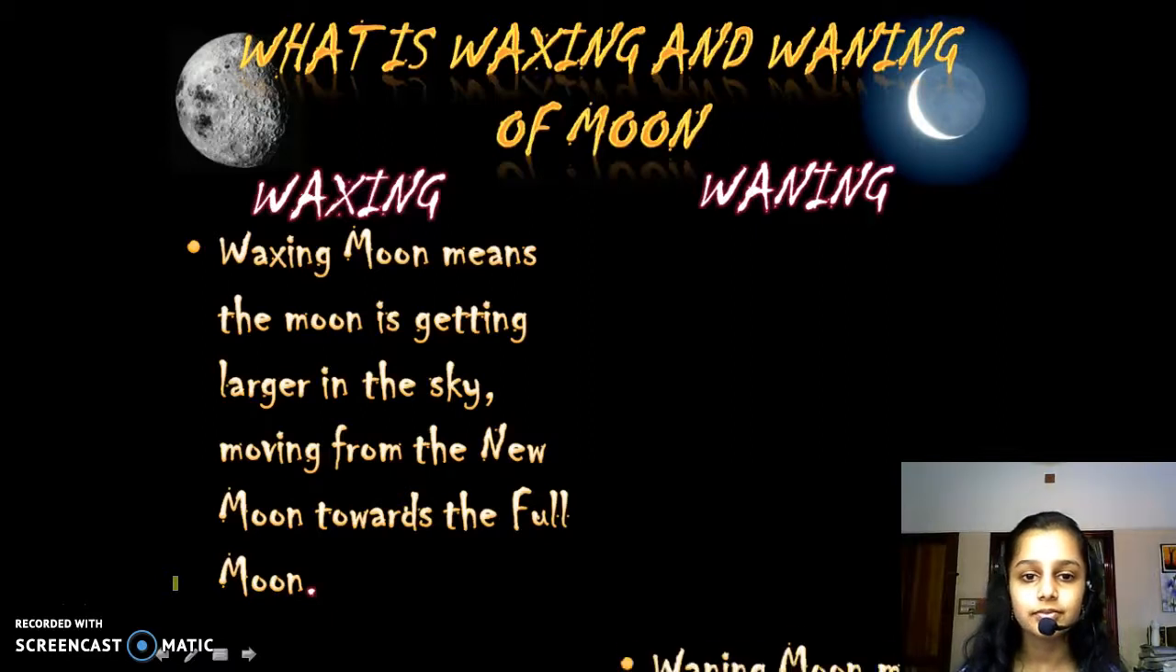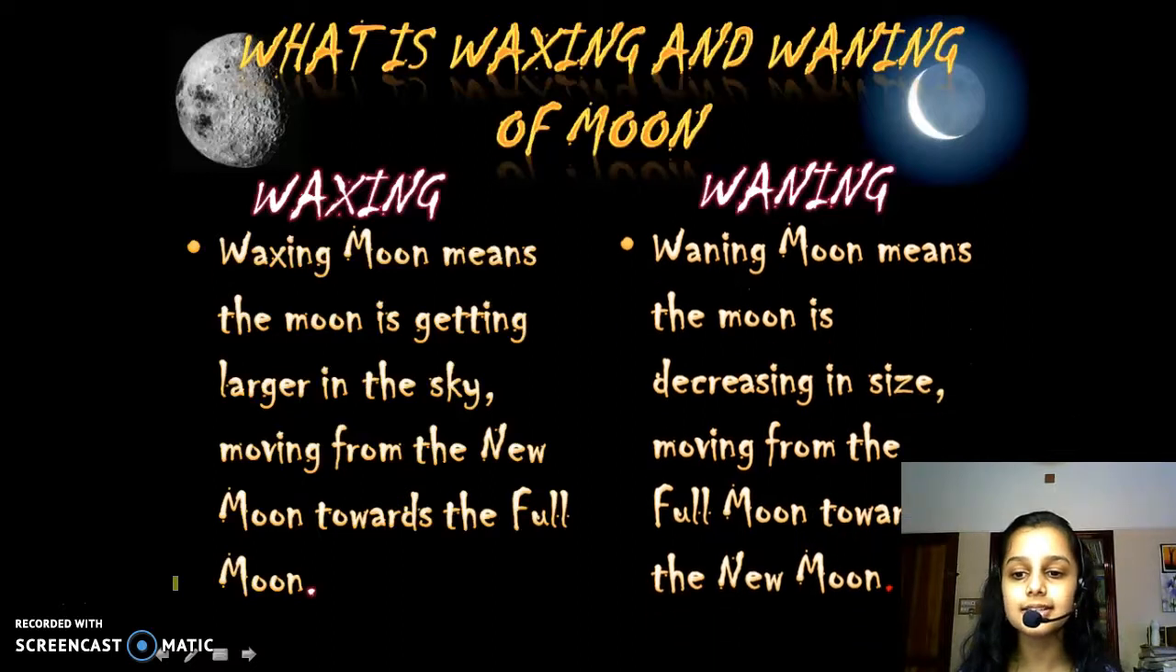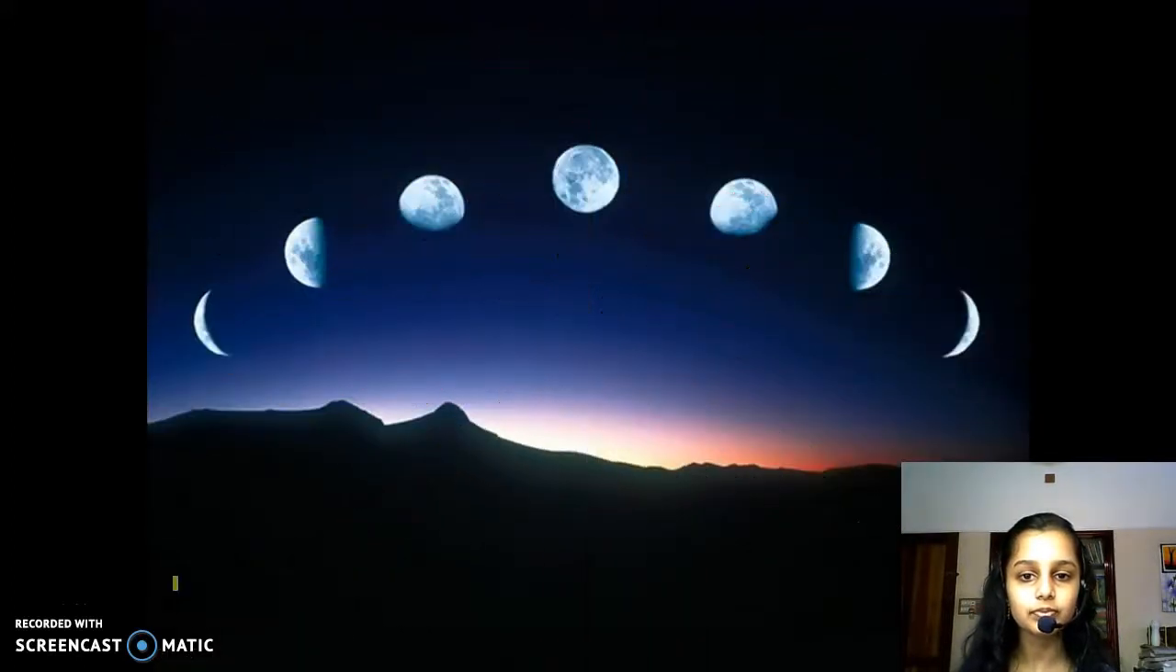Waning. Waning means the moon is decreasing in size and moving from full moon towards the new moon. These are the different phases of moon that I showed you in the previous slide.